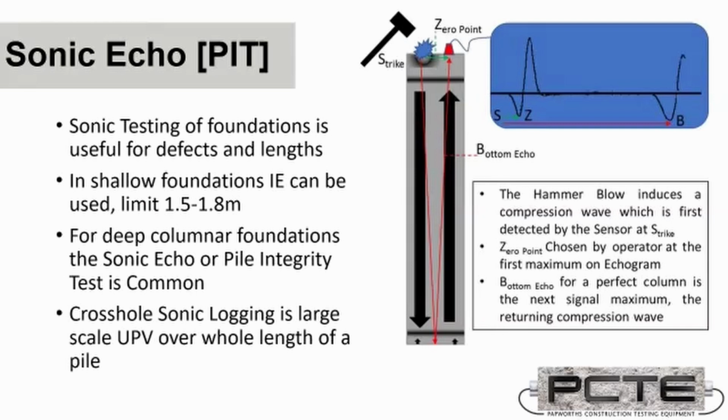One of the most commonly used simple compression wave tests is sonic echo or pile integrity testing. With this technique, you get a strong hammer blow to the top of a pile, with a sensor placed at the same place as the hammer blow. The time for that signal to travel down and come back is recorded and visually measured. This is most commonly used to determine approximate lengths of the piles and also to determine if there's any defects along the length of those piles.